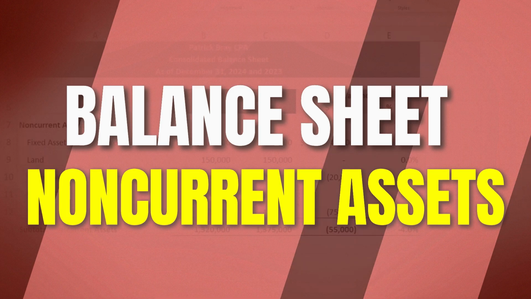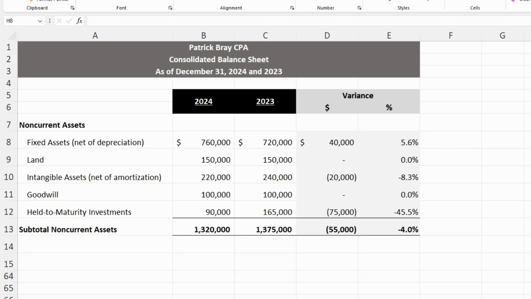Non-current assets. These are assets that are going to have a useful life or an economic value beyond 1 year. That's why they're in non-current. And we're going to go through 5 common non-current assets that you'll find on the balance sheet. First is going to be fixed assets. Then we're going to go over land, intangible assets, goodwill, and then lastly, held to maturity investments.